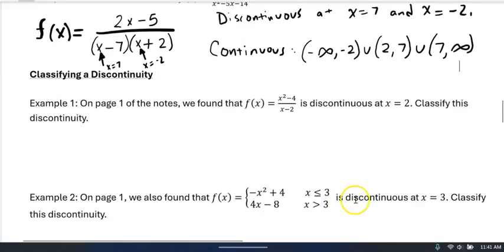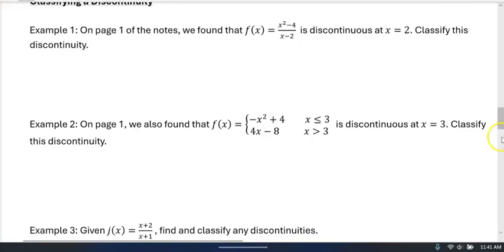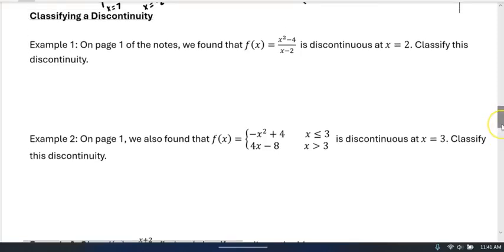All right. Next part. Let's take a look at how we might classify those. Now, classify is what I started off this lecture talking about. Does it have just a hole, a removable discontinuity? Does it have a jump? Or does it have this infinite discontinuity, kind of a vertical asymptote? So on page 1 of the notes, we found that this function right here is discontinuous. But what kind was it?